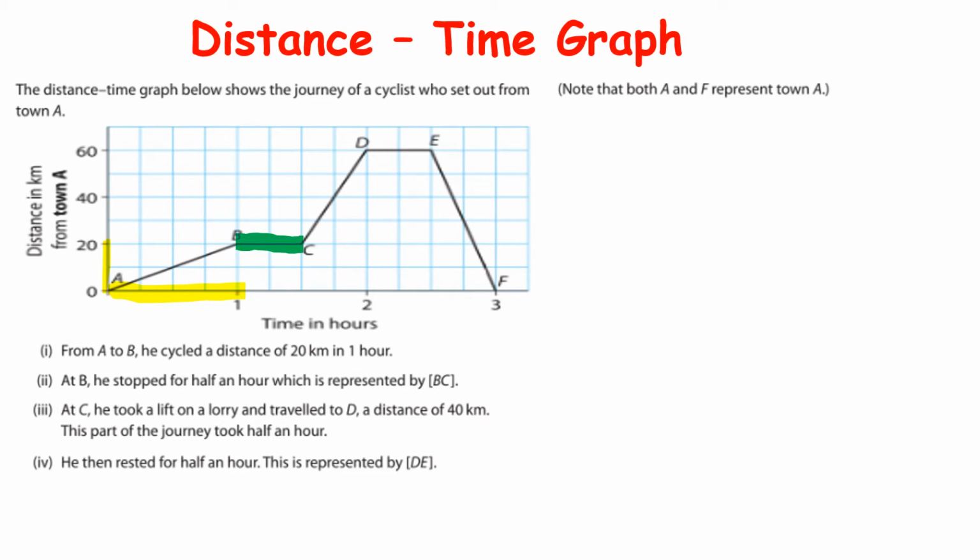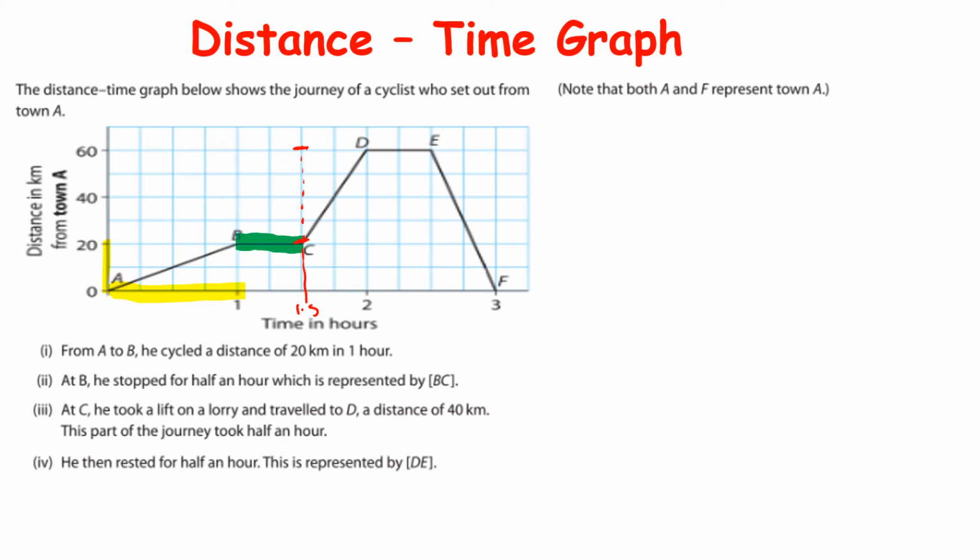Oh, I've jumped ahead. At C, he took a lift on a lorry and he traveled to D at a distance of 40 kilometers. How we've worked that out, let me get my pen, is there's our 40 kilometers between 20 and 60, and he did that in half an hour. So there's halfway between 1 and 2. So that's 1.5 hours and 2 hours. So if you did 40 kilometers in half an hour, that would be 80 kilometers in an hour. So he was traveling at 80 kilometers an hour.